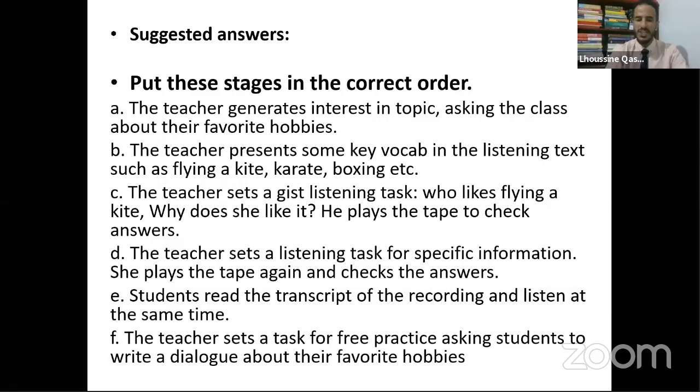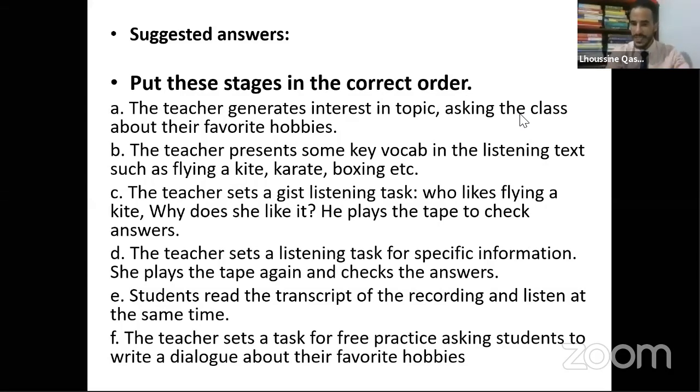D, the teacher sets a listening task for specific information, like true, false, WH questions, etc. E, students read the transcript of the recording and listen at the same time. They listen and read. And the last one, F, the teacher sets a task for free practice, production, post listening, asking students to write a dialogue about their favorite hobbies. Okay.